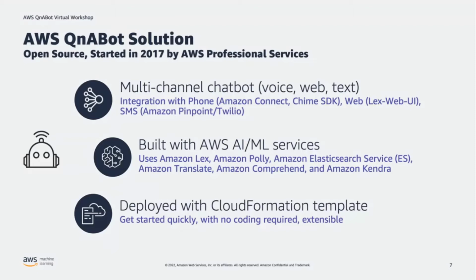QnABot is built with AWS AI ML services such as Amazon Lex, Amazon Polly, Elasticsearch service, and some optional services as well, such as Amazon Translate and Amazon Kendra. And the best part about QnABot is that it can be deployed very quickly with a CloudFormation template like we just saw. Now, it's also built with those AI ML services, so it's also extremely extensible, and we'll take a look at how that's possible in the future.